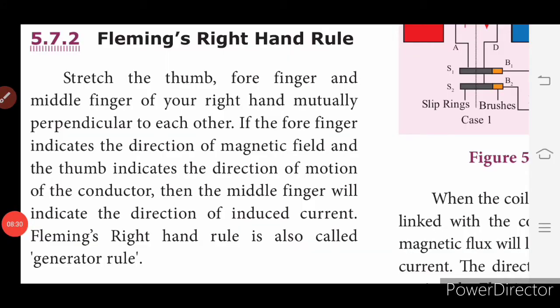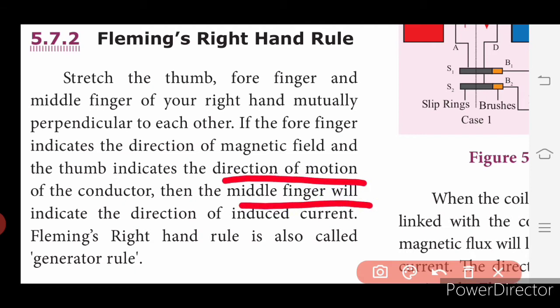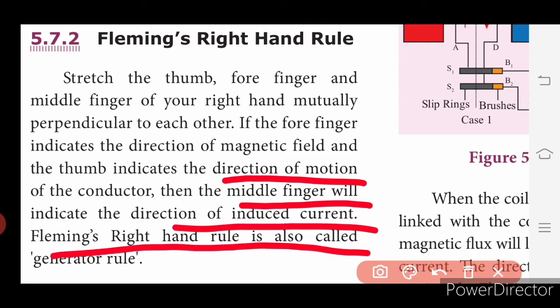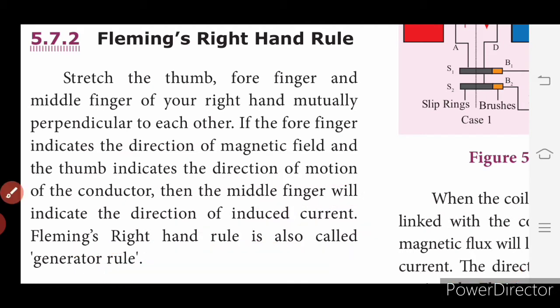Now we will see Fleming's right hand rule. Stretch the thumb, forefinger and middle finger of your right hand mutually perpendicular to each other. If the forefinger indicates the direction of the magnetic field and the thumb indicates the direction of motion of the conductor, then the middle finger will indicate the direction of induced current. This is called Fleming's right hand rule, and it is used in the generator. Now we will see the working of the generator.